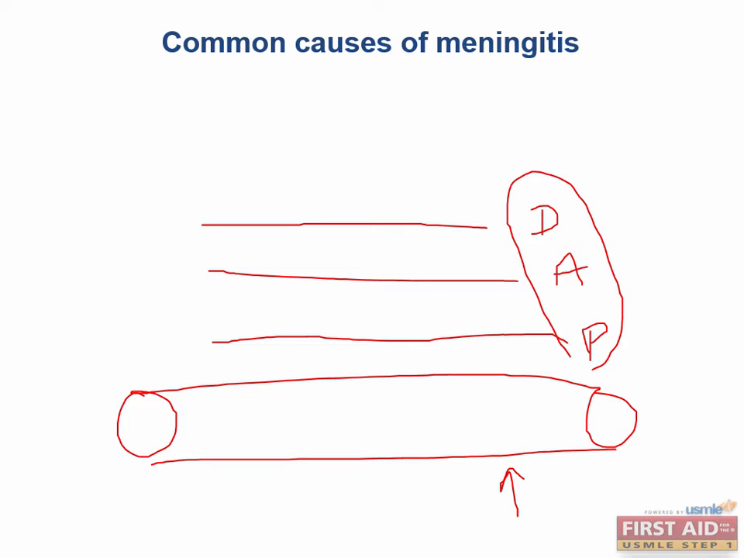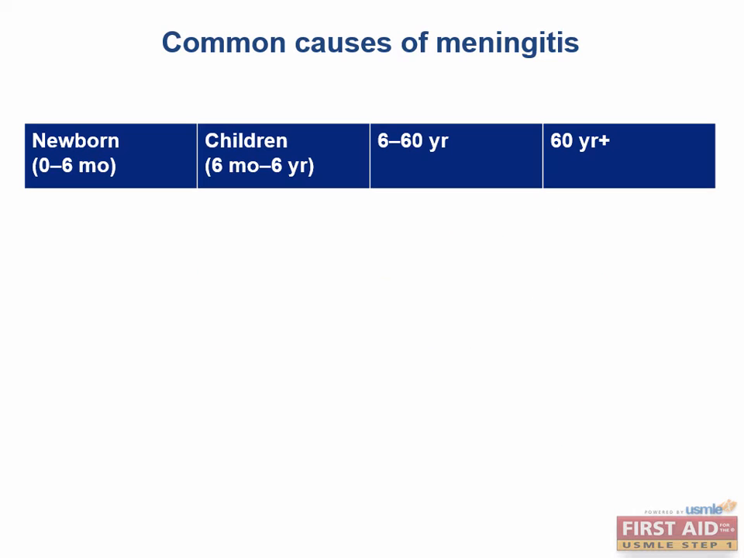And what are some classic presenting symptoms of someone with meningitis? A patient with meningitis would present with fever, nuchal rigidity, and photophobia, just to name a few. A number of different microbiota can cause meningitis. A great way to remember the different causes is to break it down by age group.